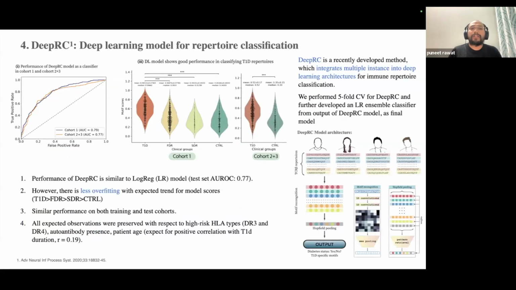But when we use the deep learning method called DeepRC, the performance is much better, and you see the trend here that type 1 diabetes has a much higher model score compared to the FTR, STR, and control. And DeepRC also has the benefit that we can extract the sequences that have higher weight when it is trying to predict the classes.